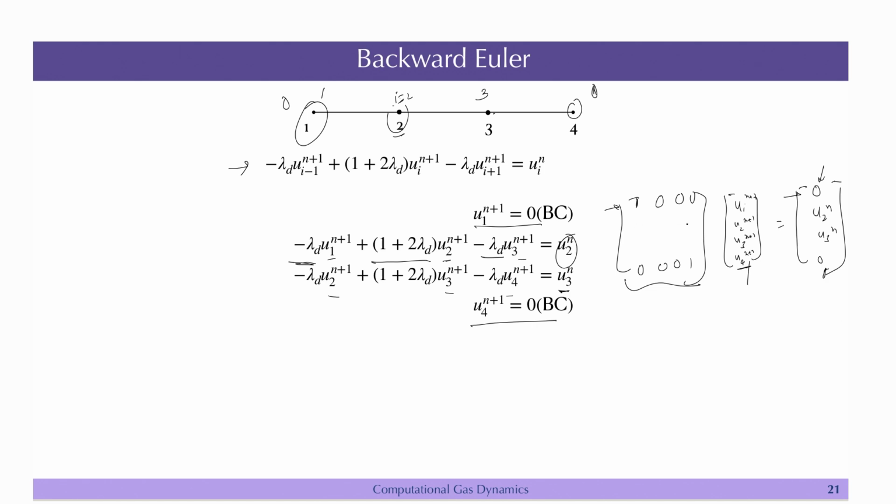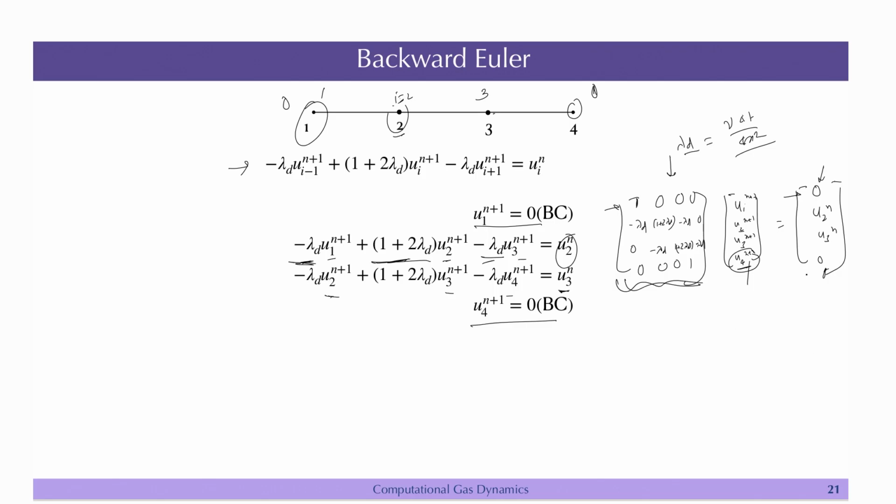Now, if you look at the central one, minus lambda d multiplies to u 1 n plus 1, so this will become minus lambda d. This one multiplies to u 2 n plus 1, this is 1 plus 2 lambda d and this is again minus lambda d, and the fourth one is 0, nothing multiplies to u 4 n plus 1. If you go to the next one, the first one is 0, nothing multiplies to u 1 n plus 1, and then this will be minus lambda d, 1 plus 2 lambda d and minus lambda d. Now, all these things you know, lambda d is something that you fix. Either you fix it or you calculate it using nu delta t by delta x squared, by fixing your delta t and delta x, where nu is given as a parameter.